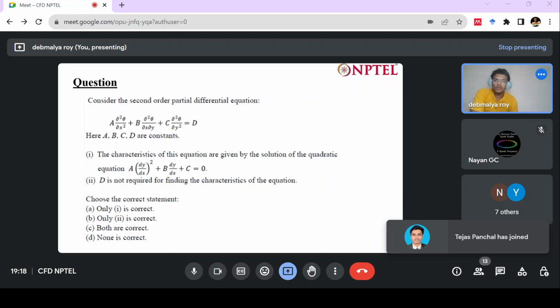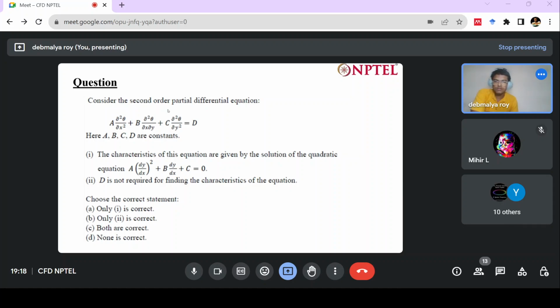Okay. So this question is there. A second order partial differential equation is given, and there are two statements. The characteristics of this equation are given by the solution of the following quadratic equation, and whether D is required or not for finding the characteristics. So let's talk about the first statement. Is this correct? Can someone answer?